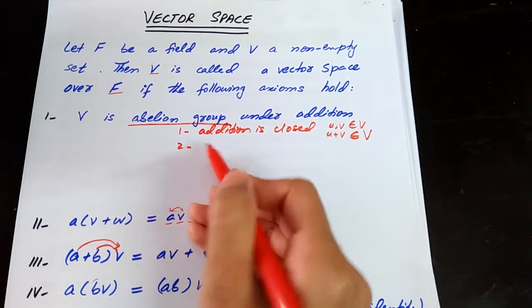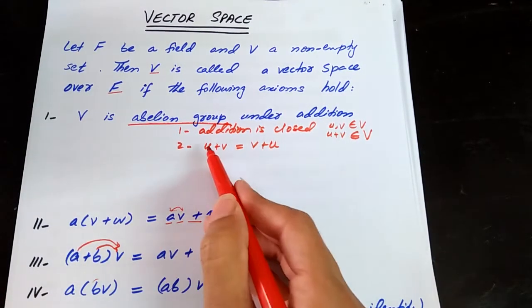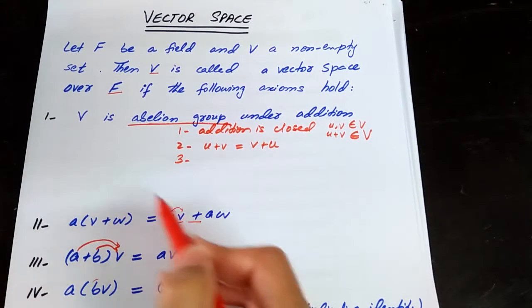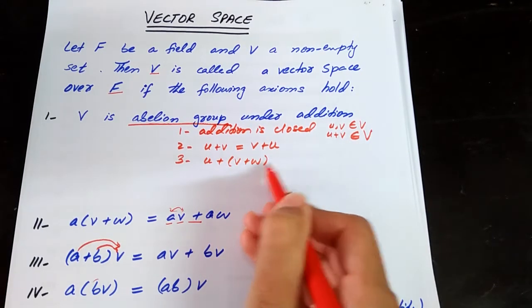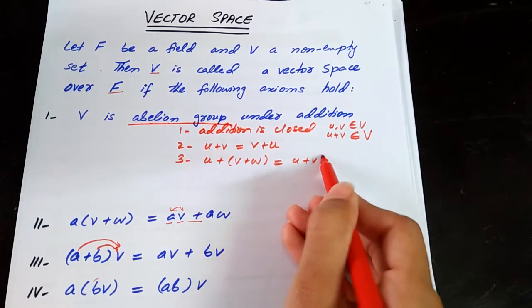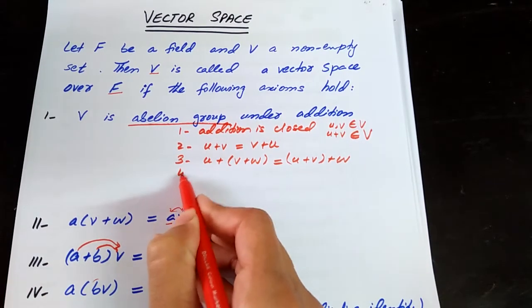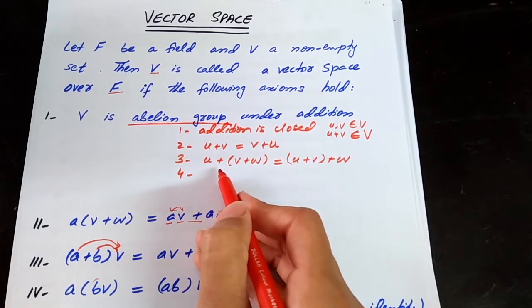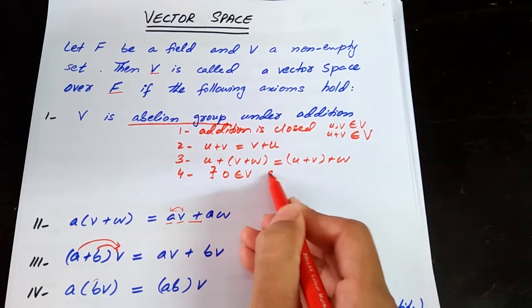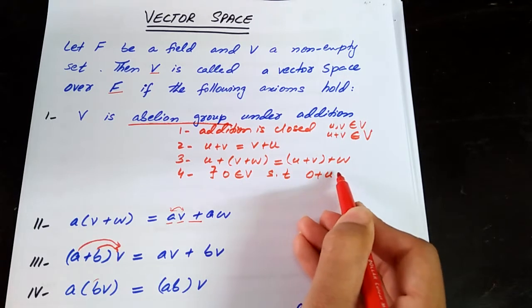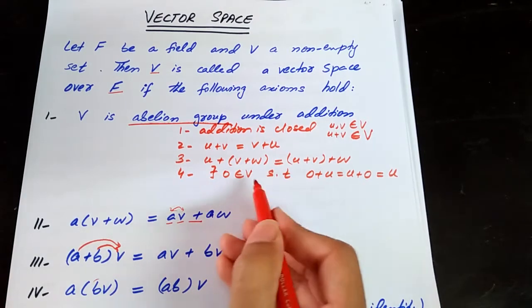The second axiom is the commutative property. If the commutative property holds, then you proceed further to the third axiom for the abelian group, which is the associative property. You will take three vectors and use the associative property on them. The associative property must hold in order to show it as an abelian group. The fourth property is the additive identity. There exists 0 belonging to capital V such that 0 plus U, for any vector U, equals U plus 0 equals U. So the additive identity must also hold.